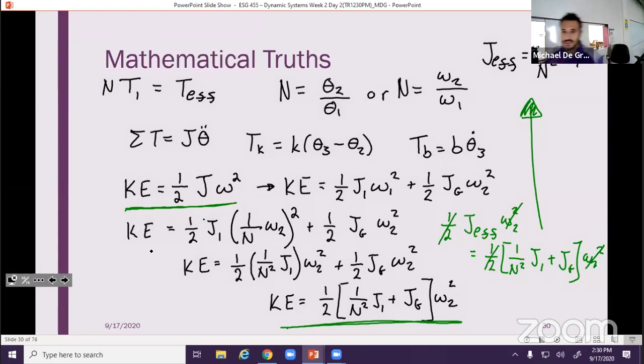The other way of thinking about this is that the other things in that equation do not have units of inertia, right? So you can add up all of the inertias that are in that kinetic energy equation, and you will get the effective inertia.